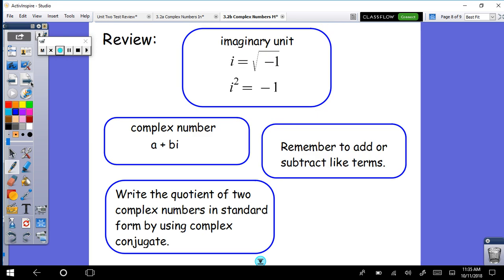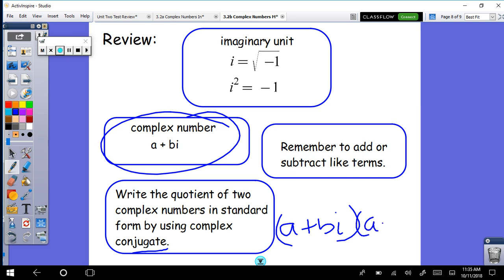So just remember, we want standard form to look like this. Remember to add or subtract like terms. We write the quotient of two complex numbers in standard form by using the complex conjugate. That's if it's a plus bi, the conjugate is a minus bi.